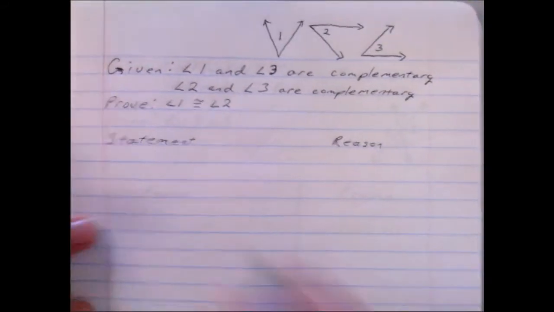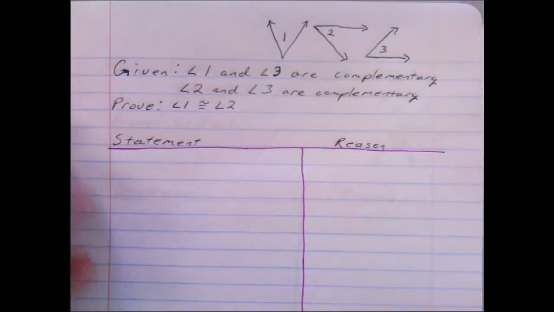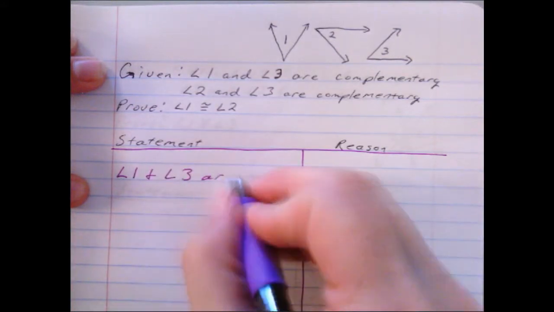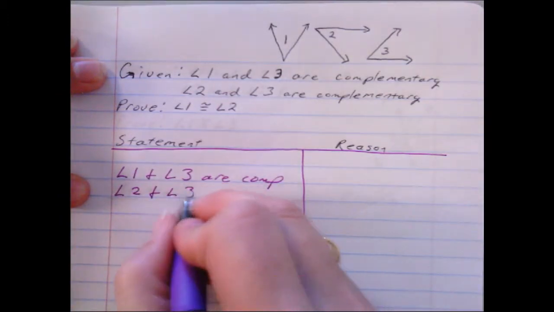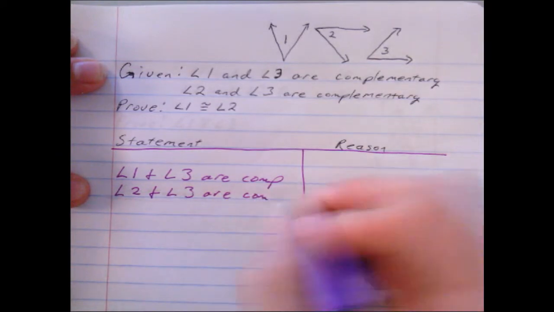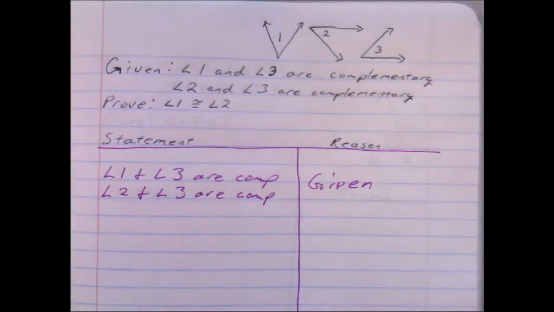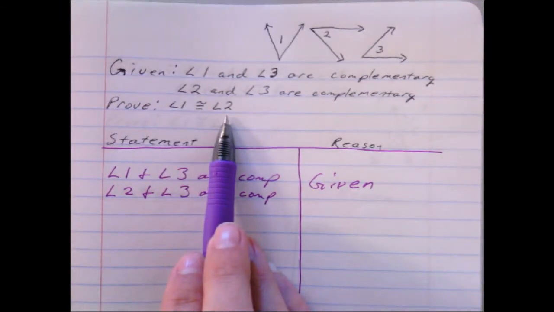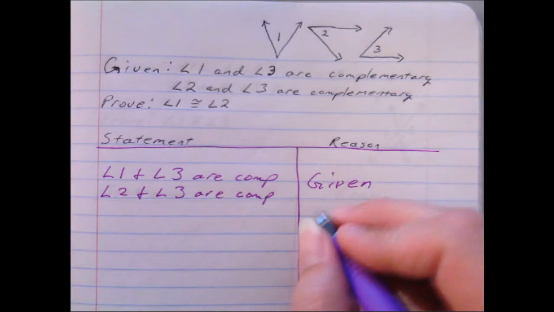So we have another proof here. Our given tells us angle 1 and angle 3 are complementary. Also that angle 2 and angle 3 are complementary. And that was given. Okay, and we're trying to prove that angle 1 is congruent to angle 2. So how are we going to do that? Like I said, first we have our given. Then our next step, we're going to be using the definition of complementary angles.